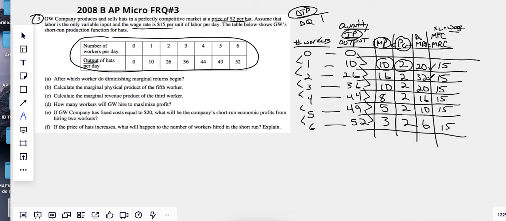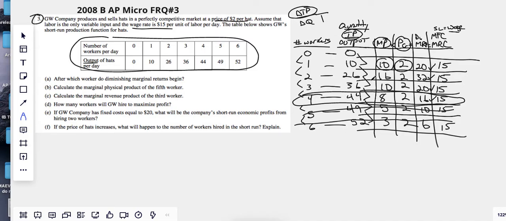This guy brings in $32 to our company, and we only pay him 15. I like him the best. This guy brings in 20 and 15, 16 and 15, 10 and 15. This guy only brings $10 into the company, but we would have to pay him 15. We're not going to hire him, and we'll definitely not hire that one. So we'll hire up to the 4th worker.